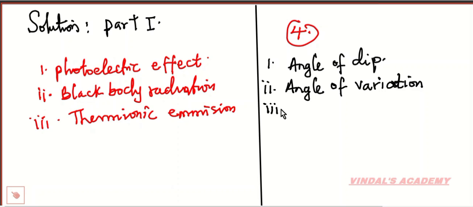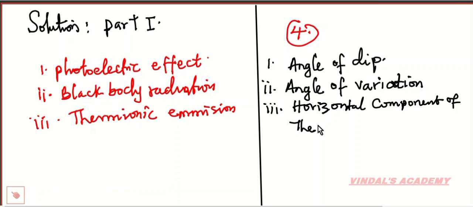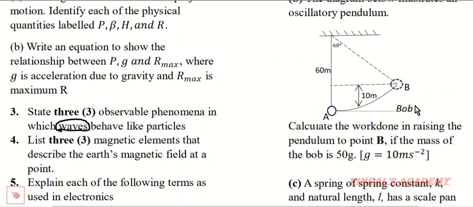And then number 3 can also be seen as horizontal component of the Earth magnetic field. So this is number 4. We have number 5 to tackle.